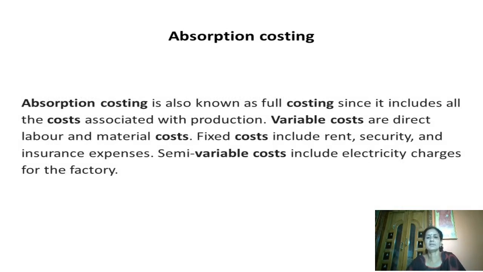First we'll see what is this absorption costing. Absorption costing is also known as full costing since it includes all the costs associated with production. Variable costs are direct labor and material costs. Fixed costs include rent, security and insurance expenses. Semi-variable costs include electricity charges for the factory. So here we can clearly see that absorption costing can also be called as full costing.